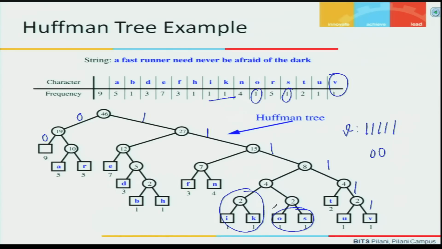As we first merge I K, it goes back into the queue, then we look at O S and merge them again, and so forth. If we continue with the procedure, we will precisely construct a Huffman tree for encoding the string which is given here.